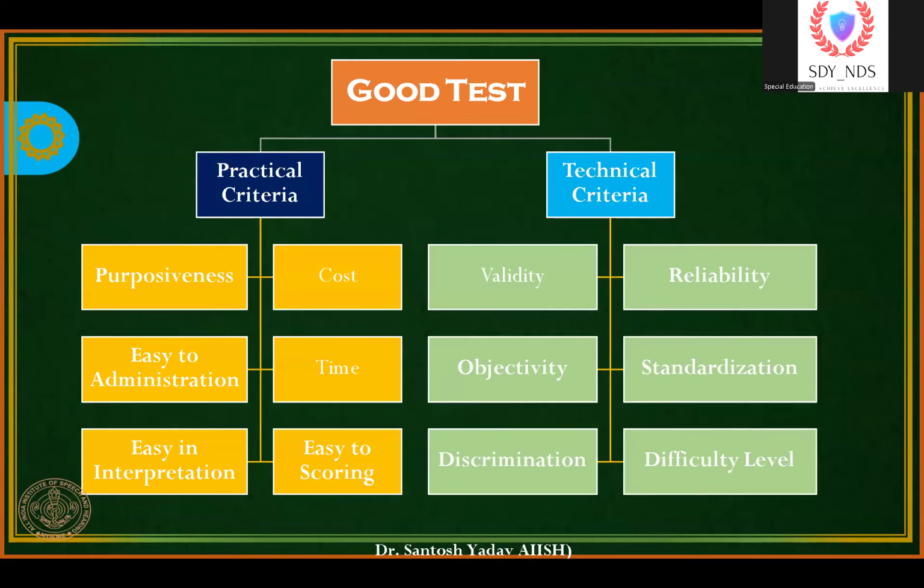So how do we say a good test? We can say a good test in terms of practical criteria and technical criteria. If the good test is purposeful, it's a practical criterion. Then there is cost. Cost means it is cost effective and applicable for all persons, like rural, urban, and semi-urban persons, so everyone can purchase the test. Easy to administer means a trained person, untrained person, illiterate person, literate person, everyone can administer it, which means it's a good test. Like our thermometer.